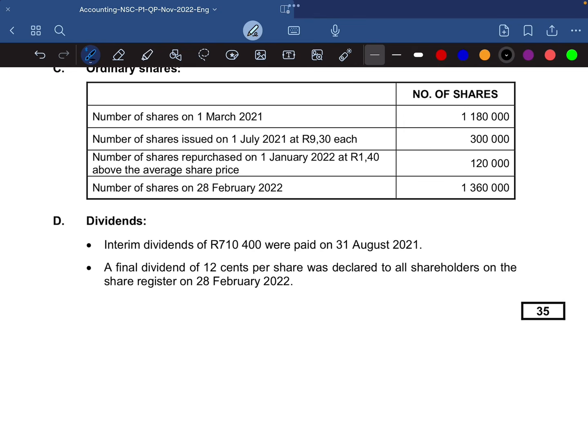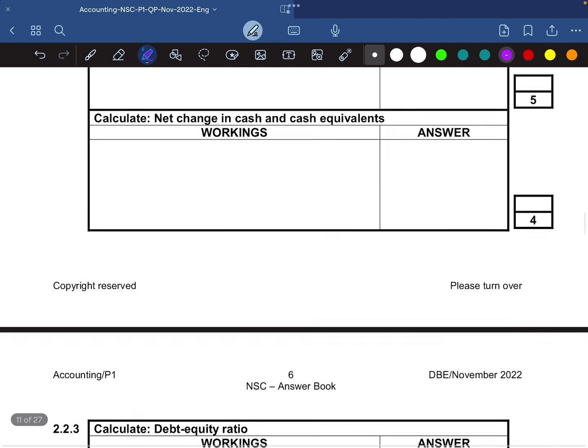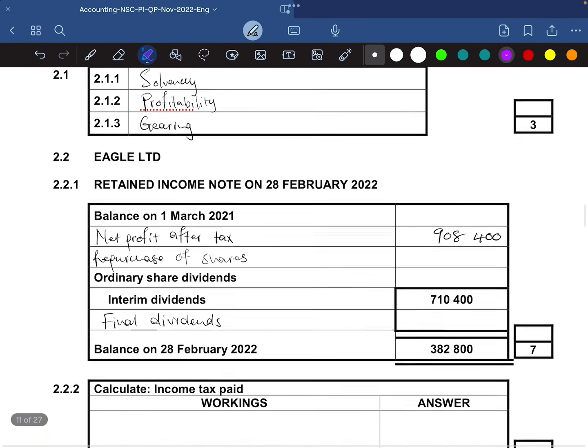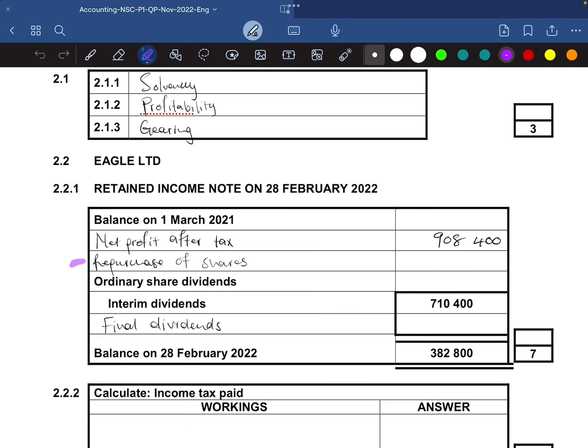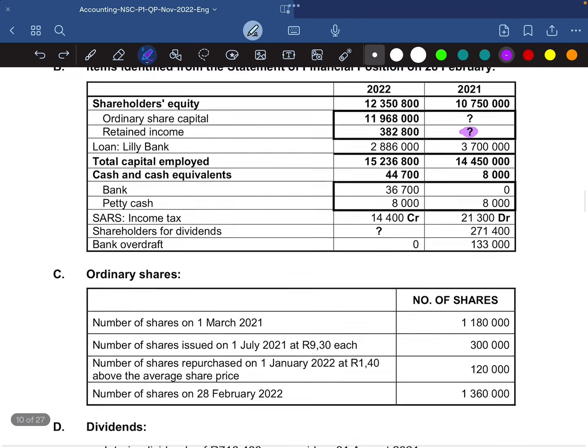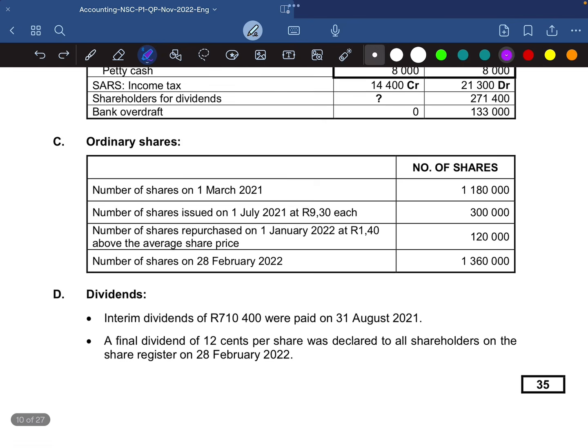300,000 shares were issued. Now, number of shares repurchased on the 1st of January 2022 at 1 Rand 40 above the average share price. So this is the type of information that we would deem useful for us to find our repurchase of shares. Okay, here, this is what we're looking for, repurchase of shares. Here we go. Number of shares repurchased on 1st January 2022 at 1 Rand 40 above the average share price. Okay, which means they repurchased shares at 140 above the average share price. That should be simple and easy.